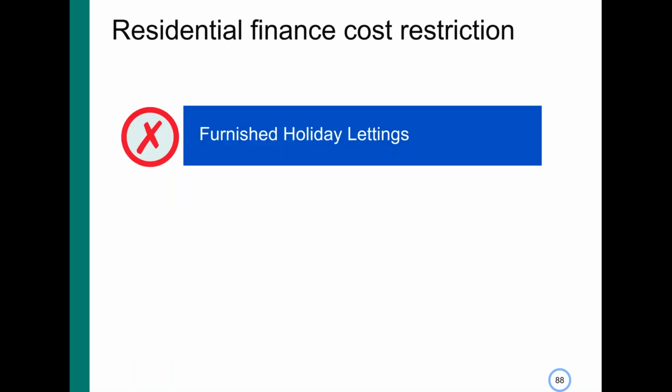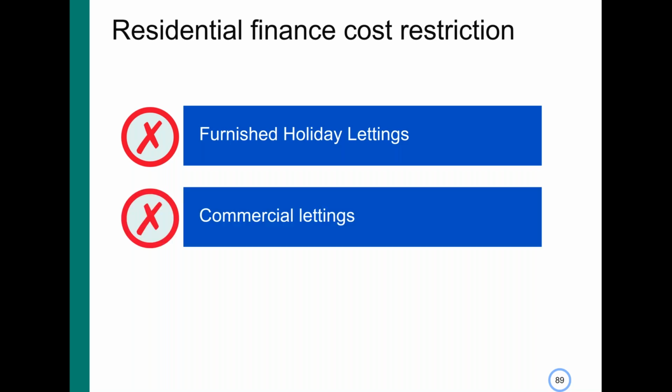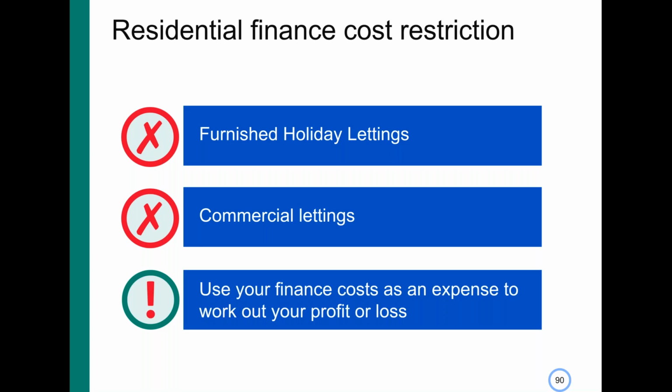It doesn't affect individuals who rent out a property that qualifies as a furnished holiday letting. It also doesn't affect commercial property lettings like offices or shops. For these, use your finance costs as an expense to work out your profit or loss. As announced in the spring budget, the furnished holiday lettings tax regime will be abolished from April 2025. The regime will still be available in the 2023 to 2024 and 2024 to 2025 self-assessment tax returns.